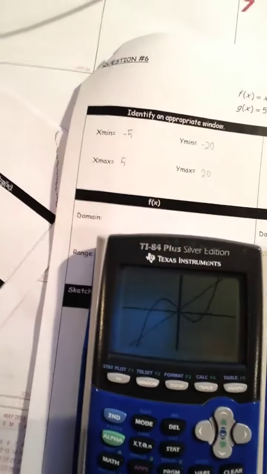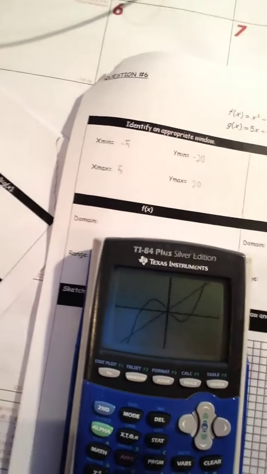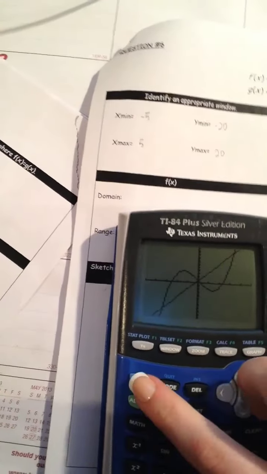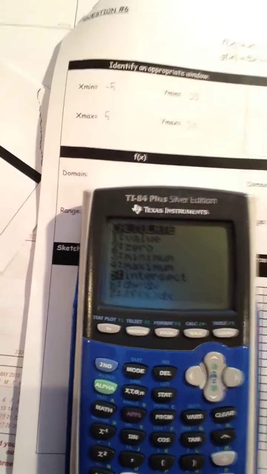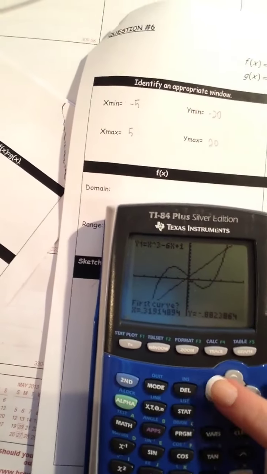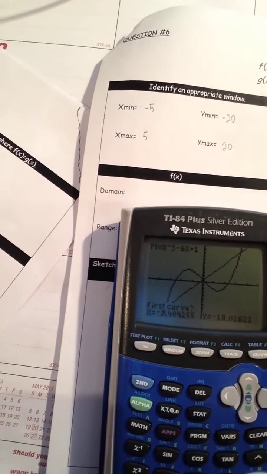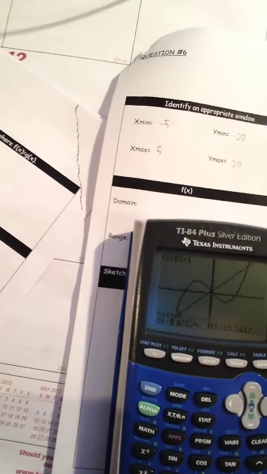So, as you can see on this graph, the 2 equations that we had have 3 intersection points. So we're going to go ahead and find them. So we are going to find the first intersection point right here. So the way we're going to do that is we're going to say second trace. We're going to go down to number 5, intersect, and it asks us the first curve. So we're going to say that the first curve is right there. And the second curve is right there.